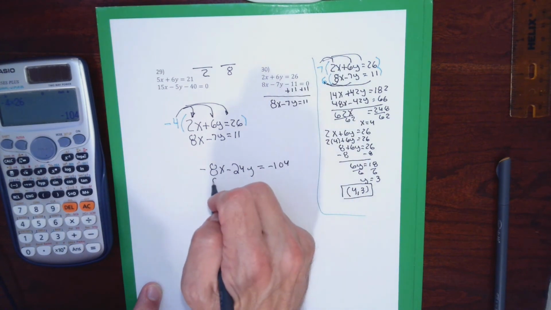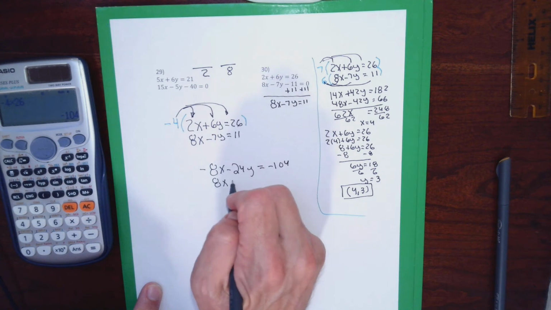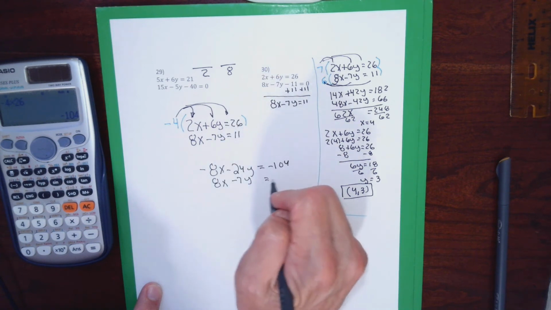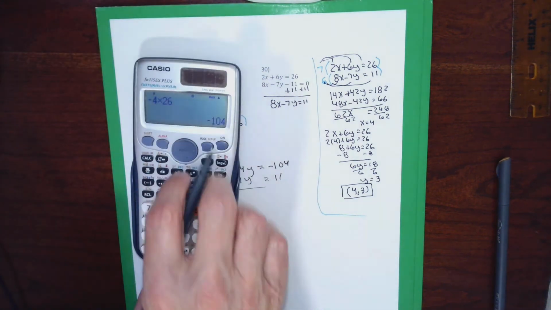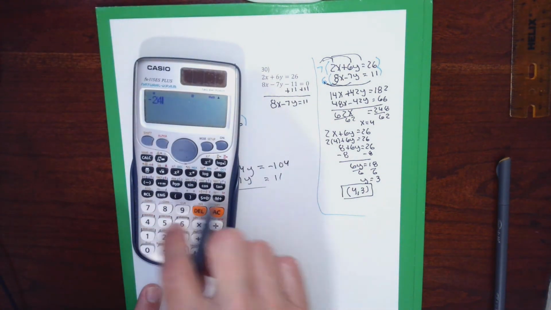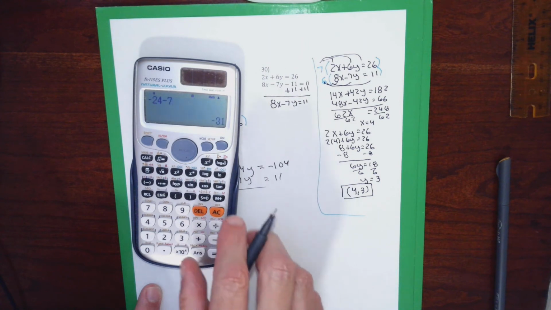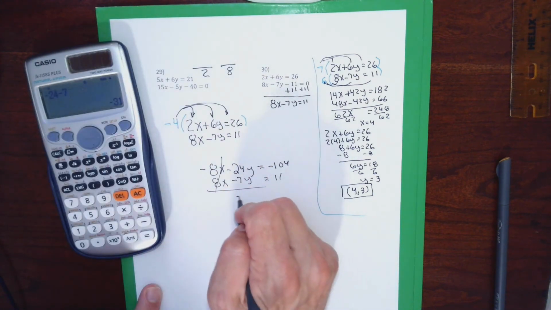Now stack the equations. 8x minus 7y equals 11. Cancel out the 8x's. Now do minus 24 minus 7 for the coefficient of the y and get a minus 31y.